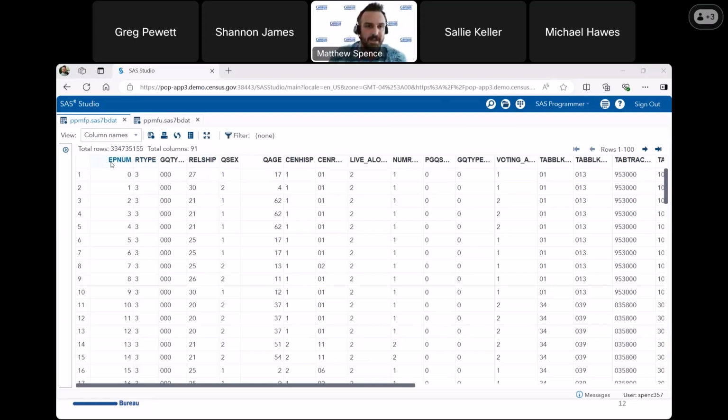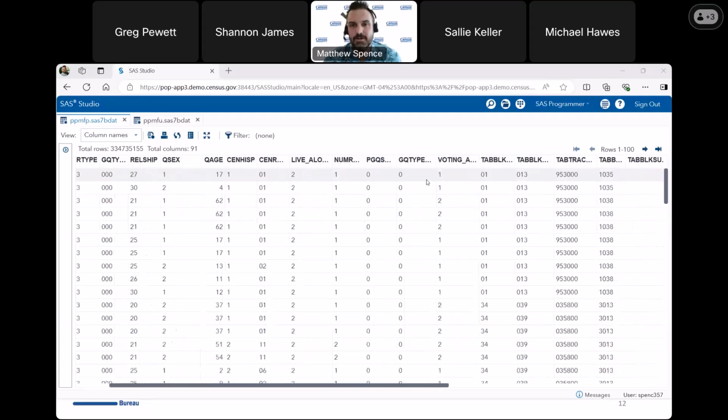You can see here we've got different variables that give information about the individuals in question. But again, these are not actual census responses. These have gone through those privacy protections. If you take a look, you can see this person, EP number 0, privacy protected person number 0, has a RELSHIP of 27, QSEX of 1, QAGE of 17. So they're 17 years old. CEN-HISP of 1, CEN-RACE of 01. They don't live alone, and they have 1 race. That's the number of races.